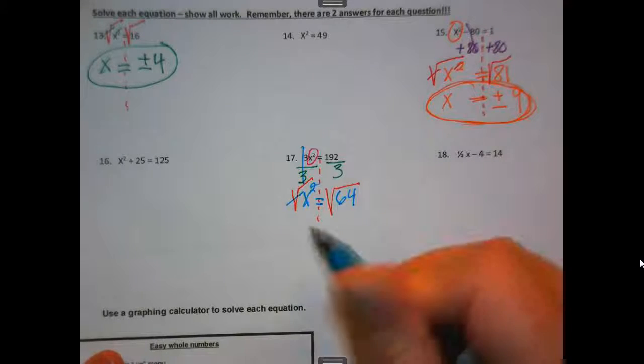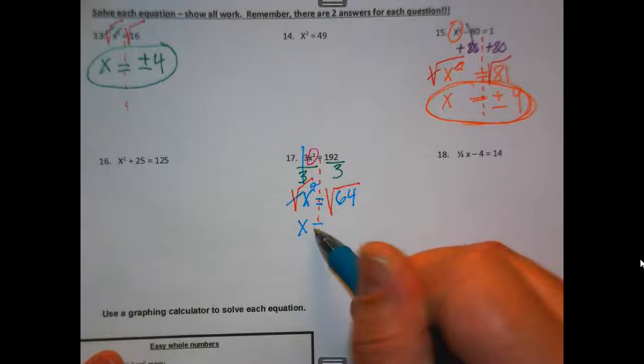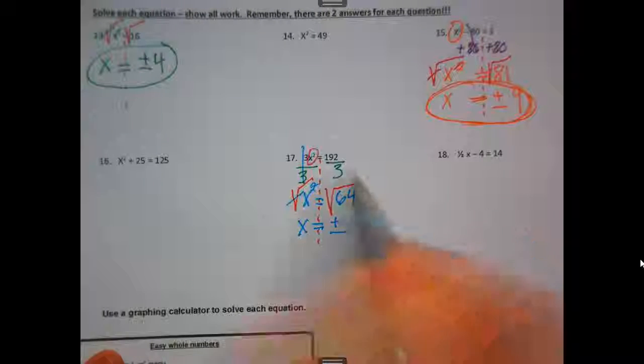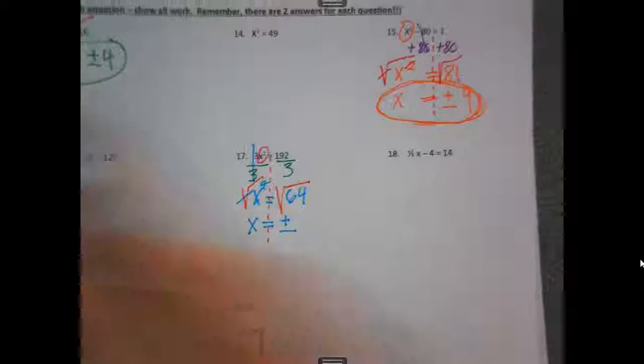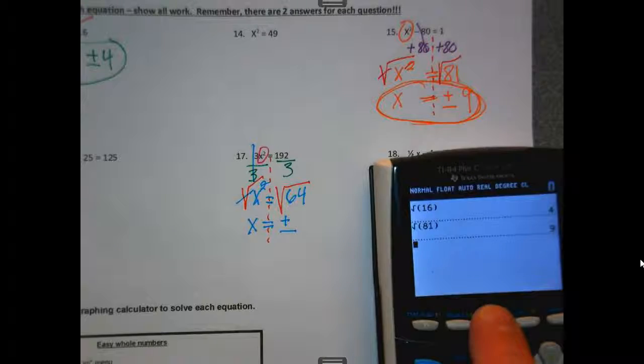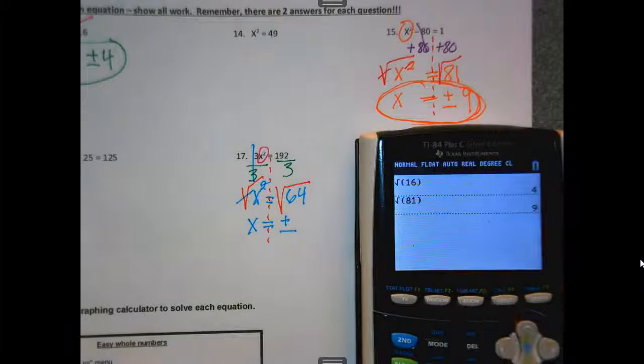Cancels out the power of 2. I get x equals plus or minus square root of 64. Second, x squared, 64, negative 8.